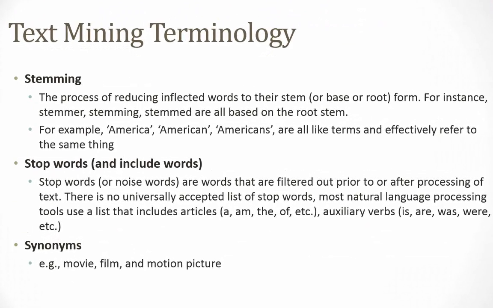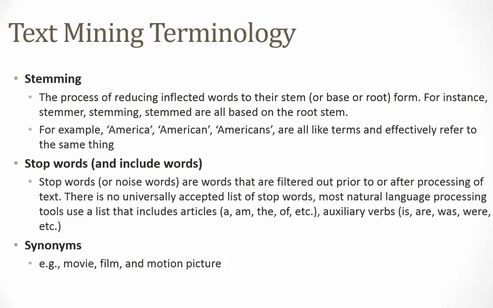Next is stemming. Stemming is the process of reducing words to their root or to their stem. For example, stemmer, stemming, stem, they're all based on the root stem. Another example is America, American, and Americans. They are all effectively referred to the same thing. So you can just use America or you can use one of them.